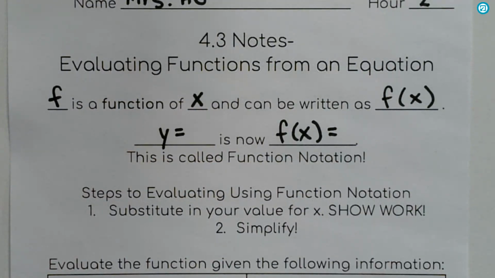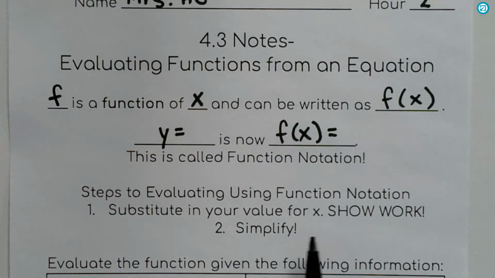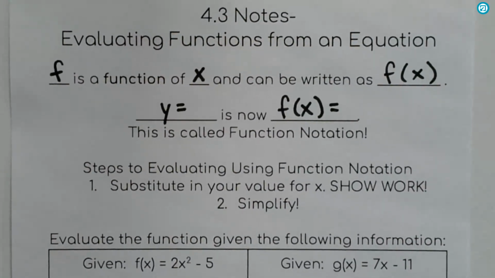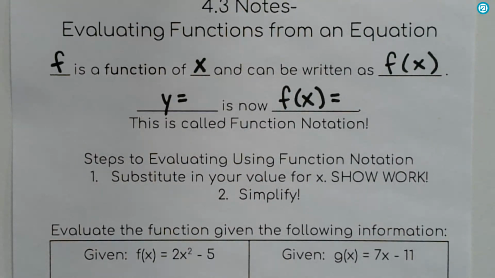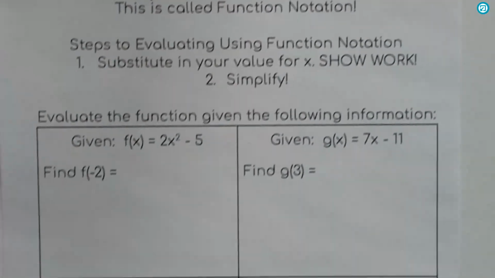We're going to be evaluating using this function notation. What we're going to do is plug in a number for x. When we plug in that number, we need to show work, and then we just simplify it out. And so I will show you how much of that work you need to show. So we've got 3 examples and 1 other little part. Let's start looking at these.